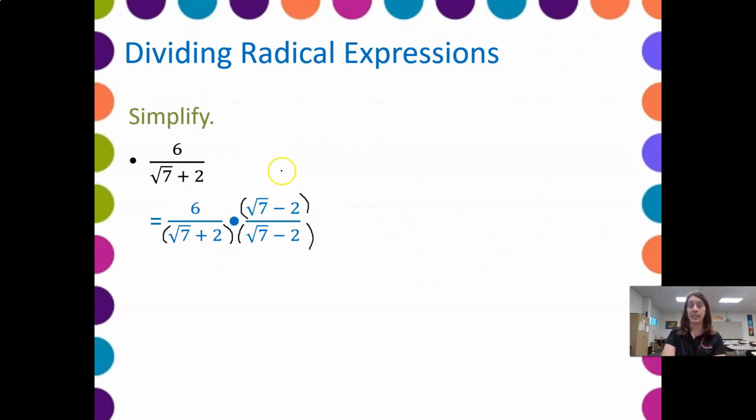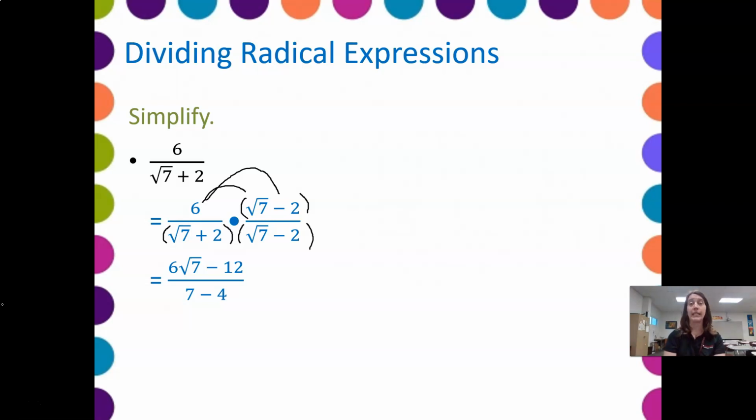This 6 needs to get multiplied by the second numerator. Well, how do I do that? I need to distribute into the question. 6 times square root 7, well, those I can't multiply together, so I would just have 6 square root 7. 6 times -2, well, that I can do, and that would give me -12. So I have 6 square root 7 minus 12.